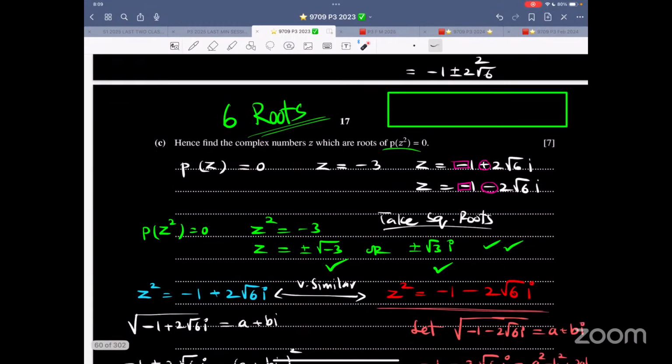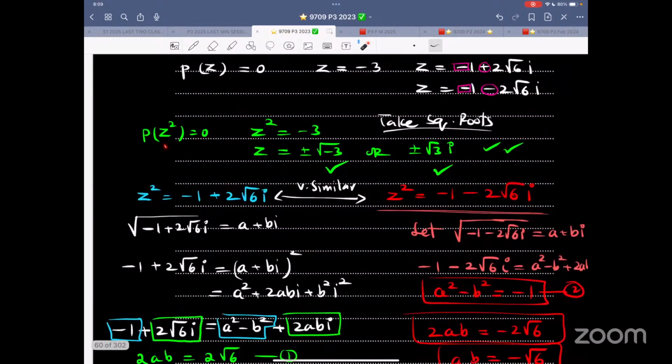Now it says, hence find the complex numbers z which are roots of p(z squared) equals 0. Now over here, what's the logic? The logic is, if p(z) equals 0, z is this, z is this, z is this. These are the 2 complex conjugate roots, and that is the real root. Now if p(z squared) equals 0, so therefore all these numbers should be equaling z squared.